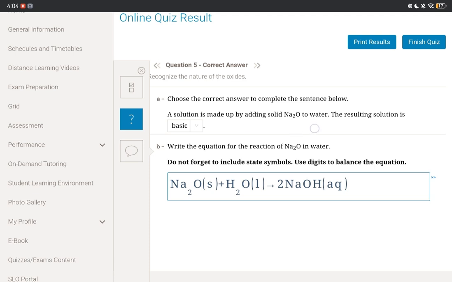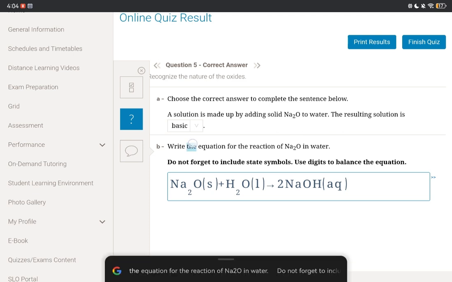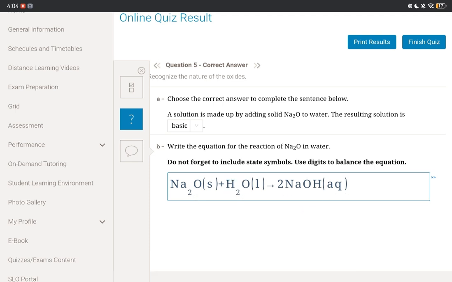Solution adding solid. When you add something basic to water, the solution is basic. And again, just combine them. And you're trying to get something basic. Get a base you know. If you have a metal you know, and it's going with water, get one of the bases that you know. That's it.